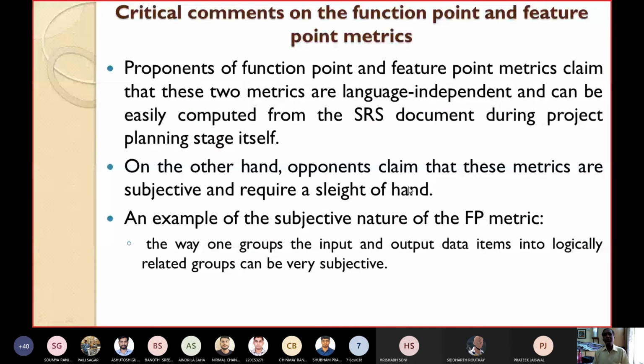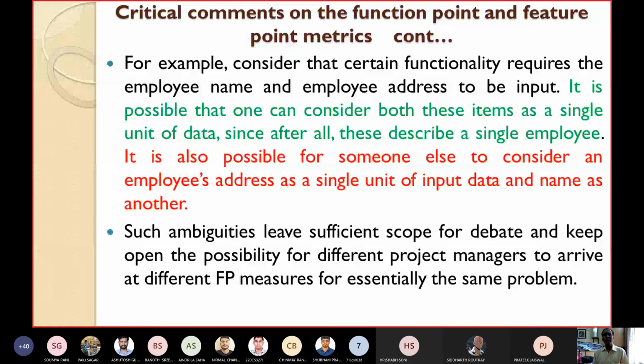So these are some of the critical comments on the function point and feature point metrics. In order to explain this subjective feature, I have taken a small example. Consider that certain functionality requires the employee name and employee address to be input. It is possible that one can consider both these items as a single unit of data, like employee name and employee address as one group, since after all they describe a single employee, his name and address.